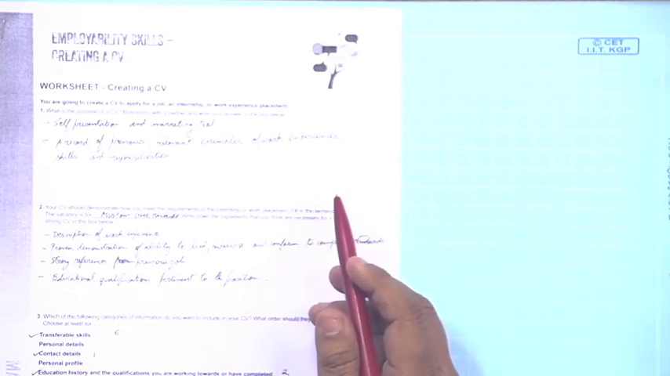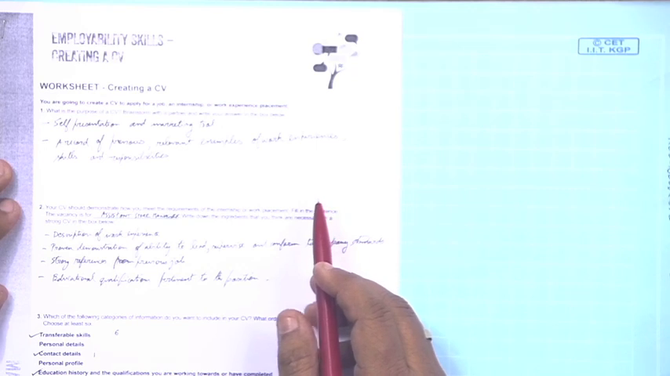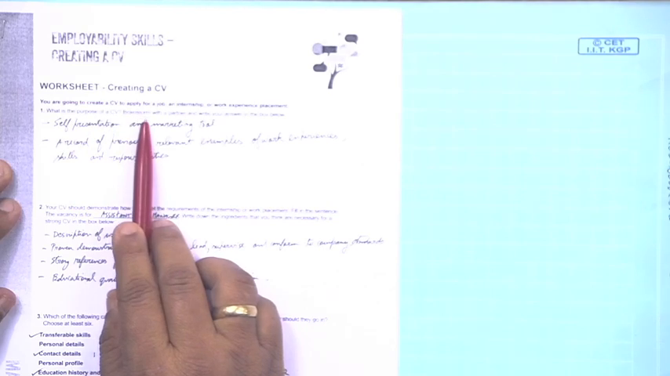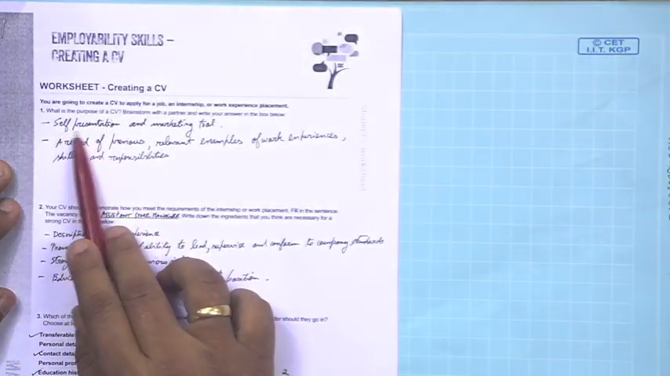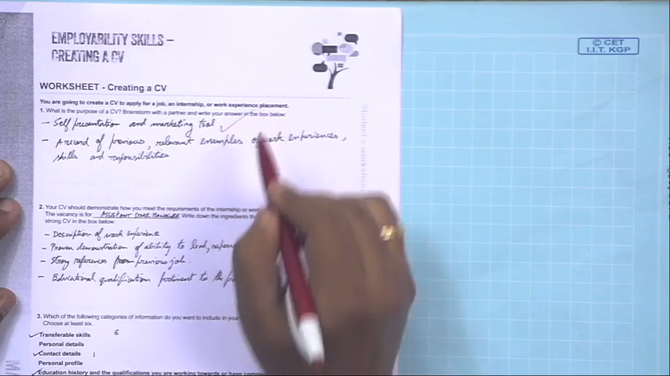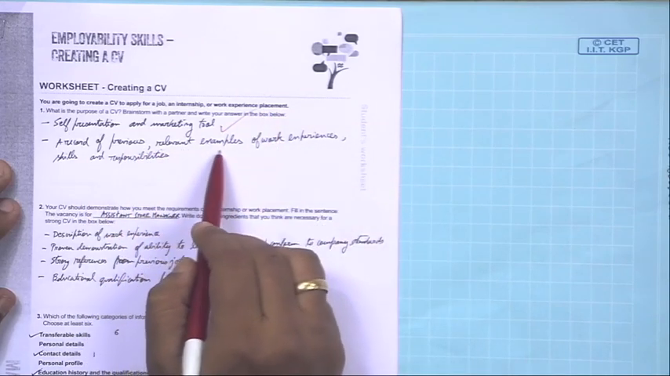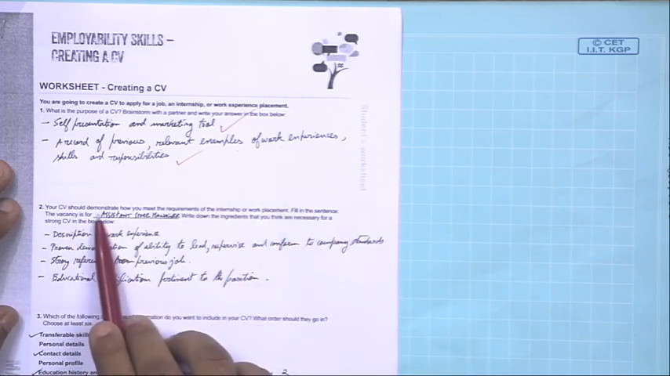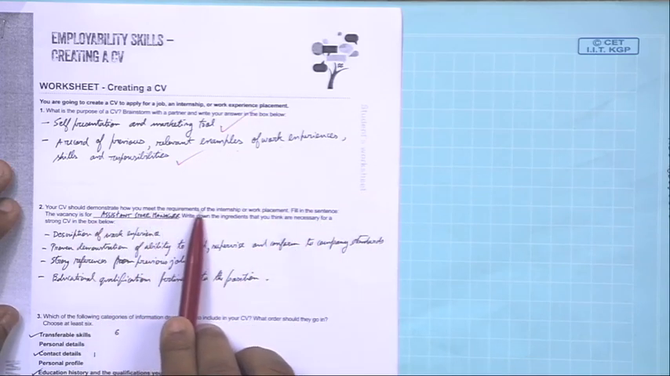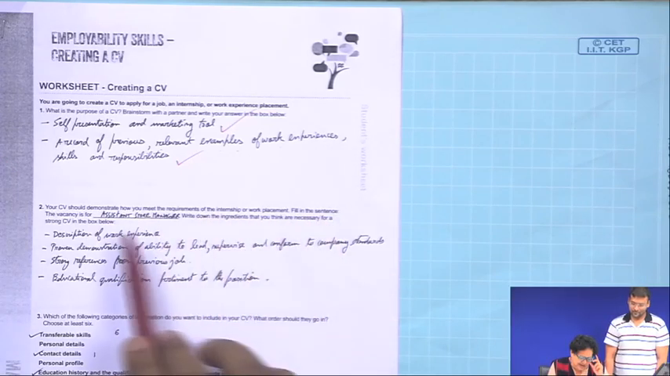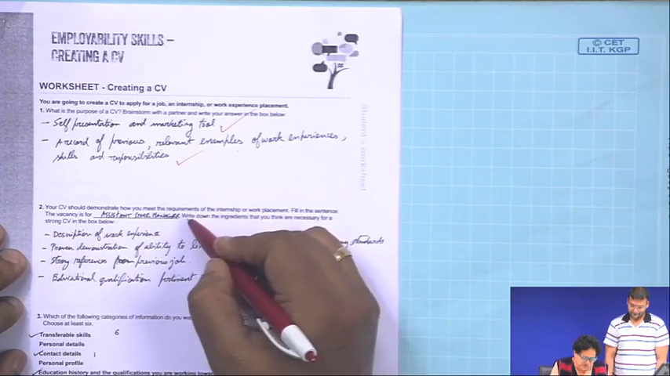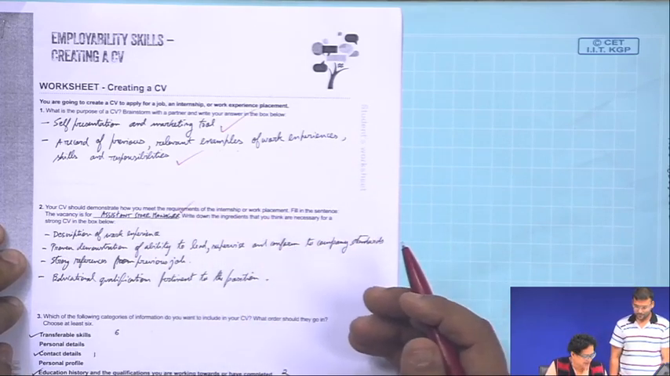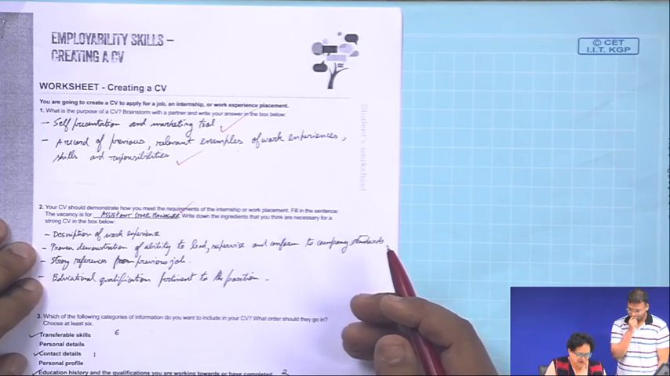Here, you have to come here. Okay, so can you see this? So you are going to create a CV to apply for a job. What is the purpose of a CV? And he writes self presentation and marketing tool. Very good. It is a record of previous relevant examples of work experience, skills and responsibilities. Very good. Your CV should demonstrate how you meet the requirements of the internship or work placement. Fill in the sentence. This vacancy is for assistant store manager. So he has acquaintance. This was from a case study. Very good. Be loud.